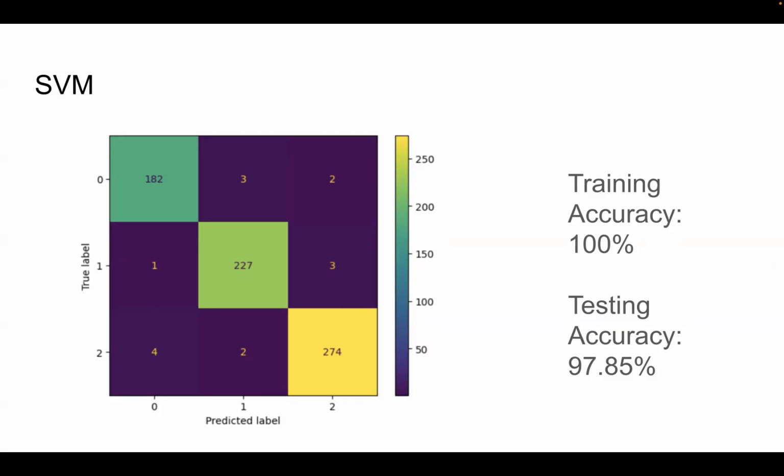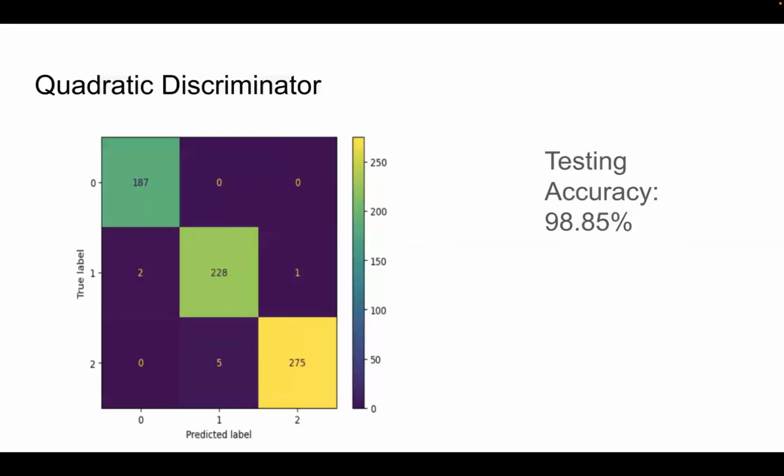Rarely misclassifying any motions. And the quadratic discriminator also came out with 100% on the training and gave us our best testing result yet of 98.85%, only misclassifying less than 10 signals.